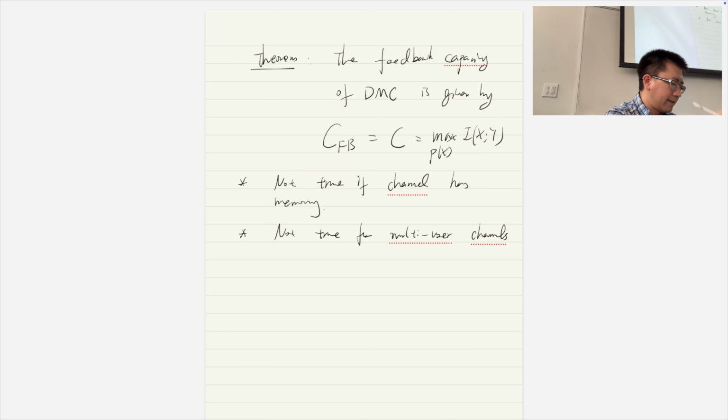And the other thing is that although feedback does not increase the capacity in this one-to-one memoryless channel, it can simplify our design a lot for the point-to-point DMC.